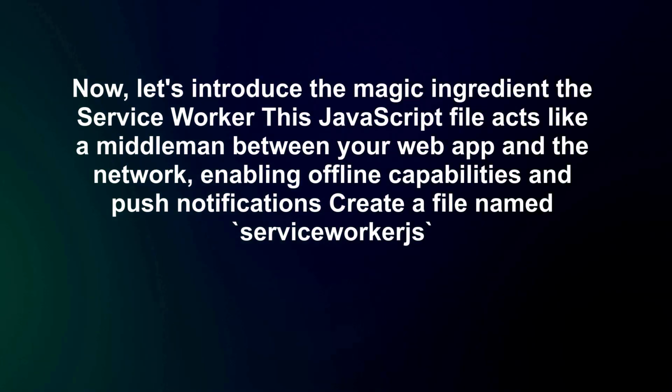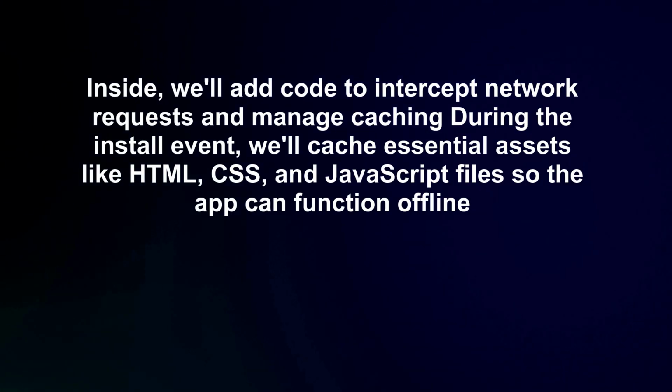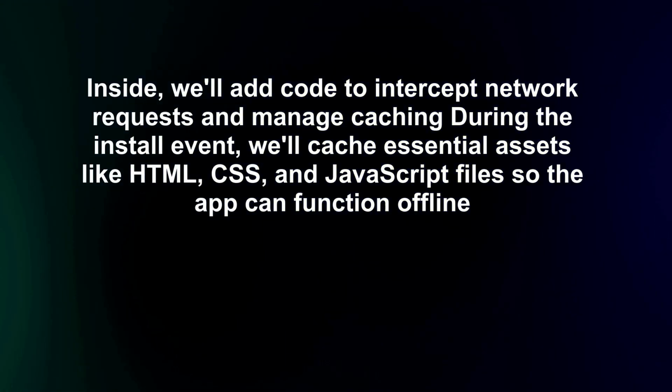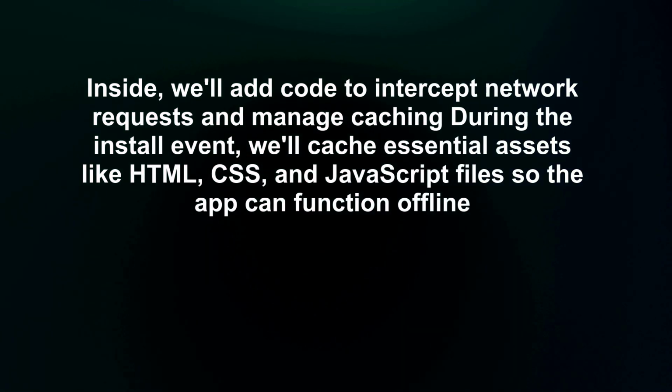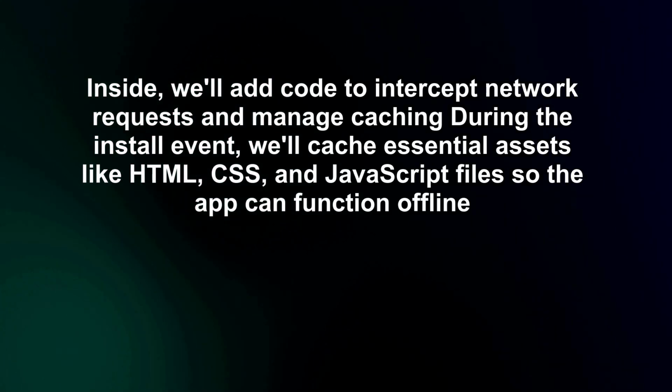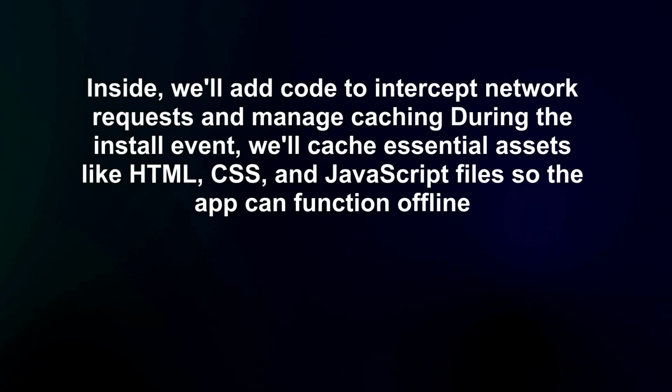Create a file named service worker. Inside, we'll add code to intercept network requests and manage caching during the install event. We'll cache essential assets like HTML, CSS, and JavaScript files so the app can function offline.